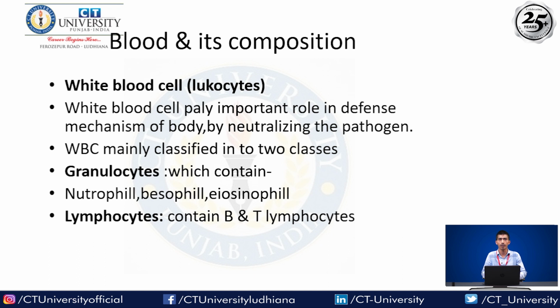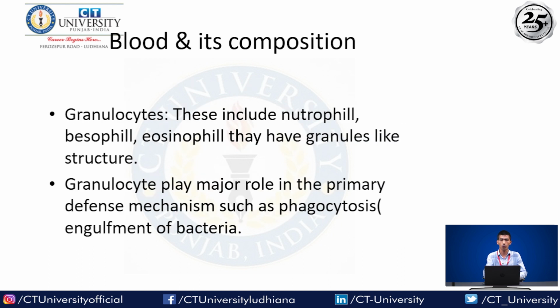WBC are mainly classified into 2 classes. Number one is granulocytes and number two is lymphocytes. Granulocytes include neutrophil, basophil, and eosinophil. Granulocyte means the cell has a granule-like structure. The major role of neutrophil is in the primary defense mechanism of the body.